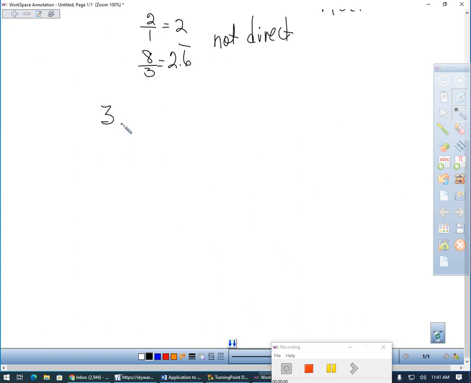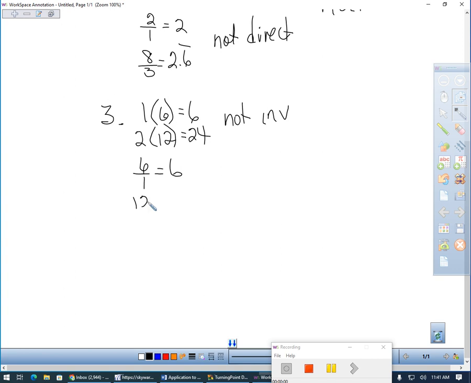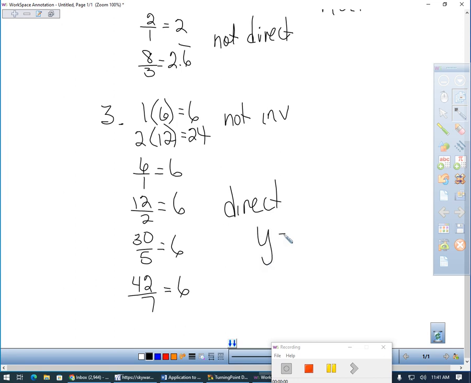Number 3, we take 1 times 6 equals 6. And then 2 times 12 equals 24. This is not inverse. Then we divide. 6 divided by 1 equals 6. 12 divided by 2 equals 6. 30 divided by 5 equals 6. And 42 divided by 7 equals 6. Since these all match, this is a direct variation. And our equation is y equals 6x.